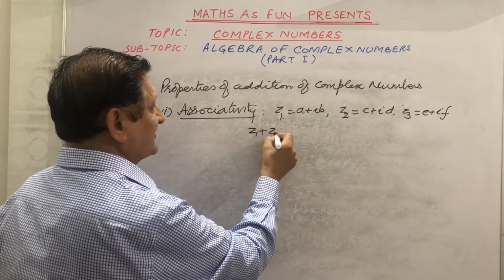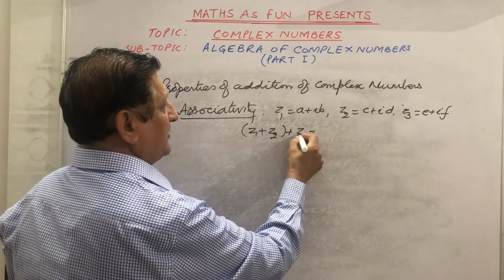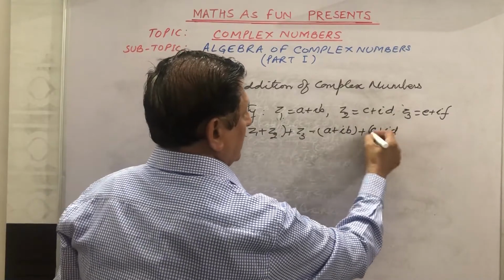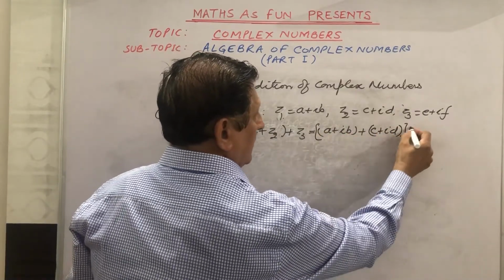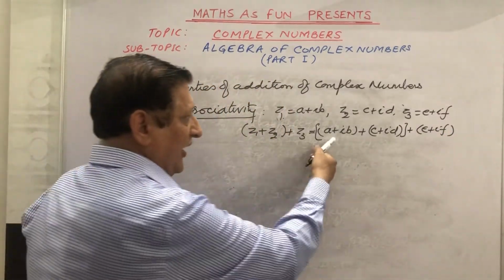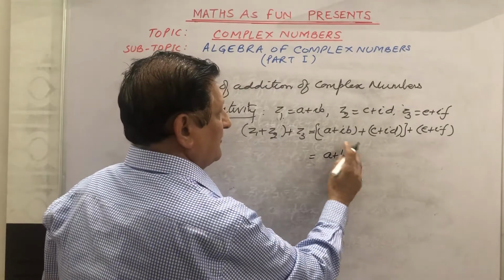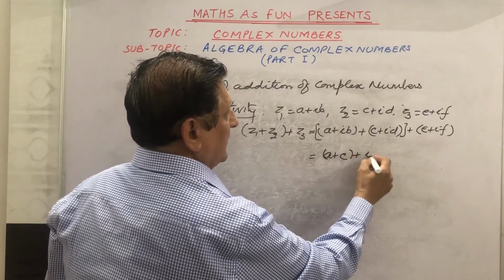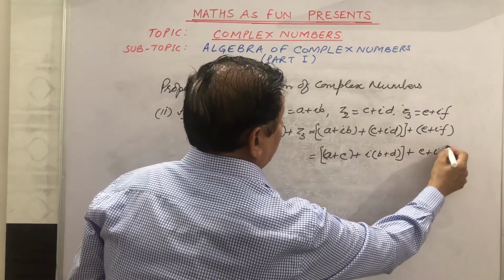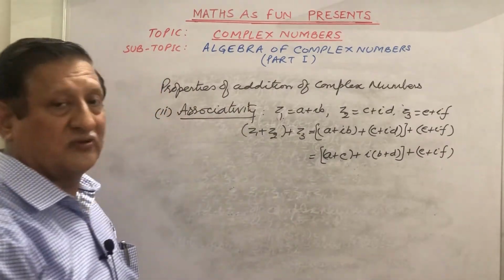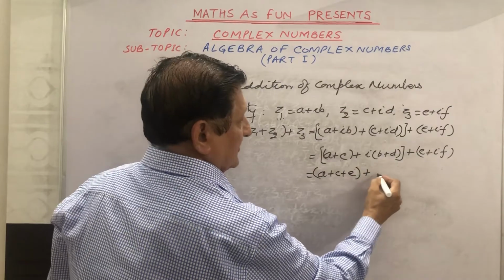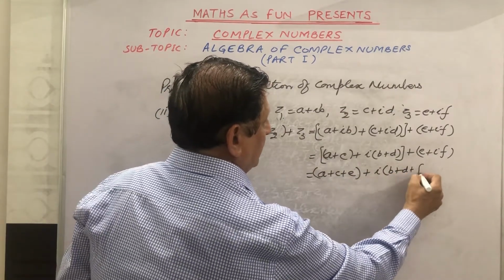Then Z1 plus Z2 plus Z3 will be equal to a plus iota b plus c plus iota d plus e plus iota f. I think you have to understand this. If we add these two, we know real parts will be added. This will be a plus c plus iota b plus d, plus e plus iota f. Then again we have to add the real part with real part. So that comes as a plus c plus e plus iota b plus d plus f.